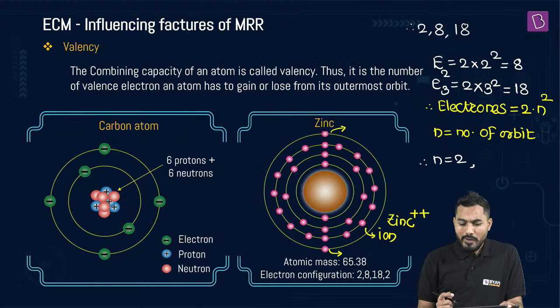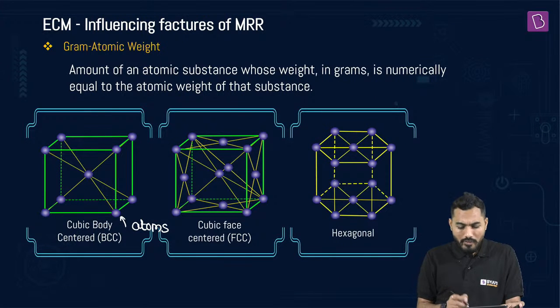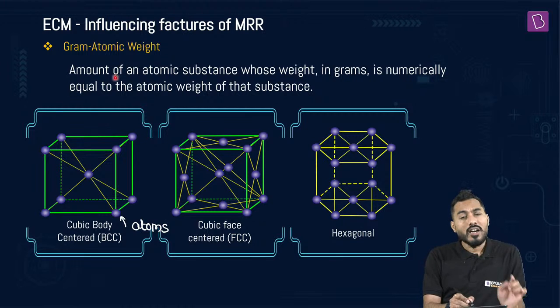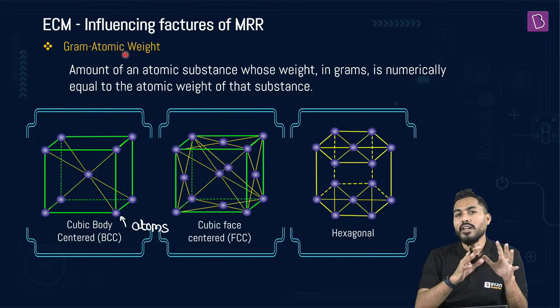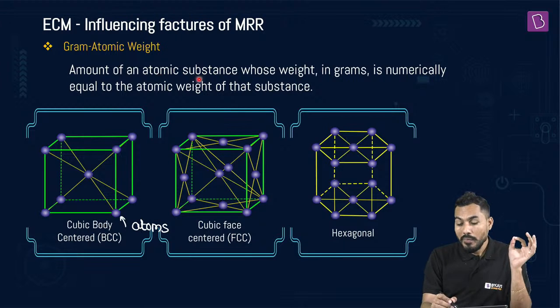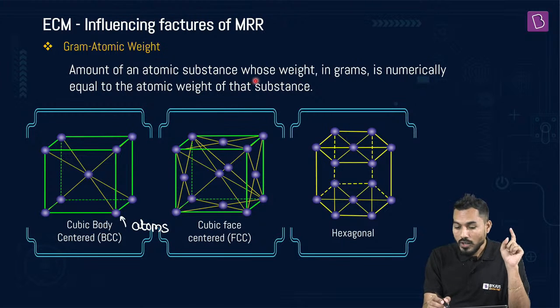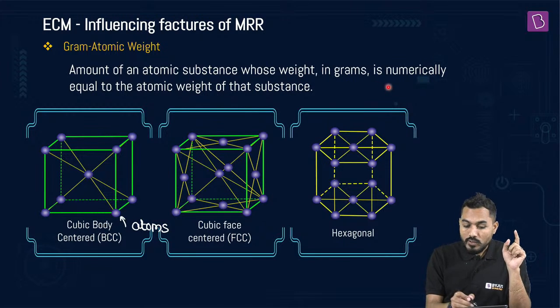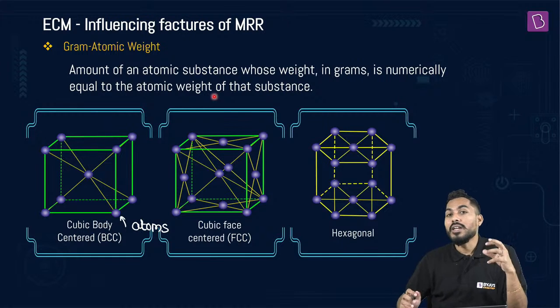Now, what is meant by gram atomic weight, and what is meant by valency? Let's understand the definition of gram atomic weight, and in simple terms we'll discuss it. It is the amount of an atomic substance whose weight in grams is numerically equal to the atomic weight of that substance.